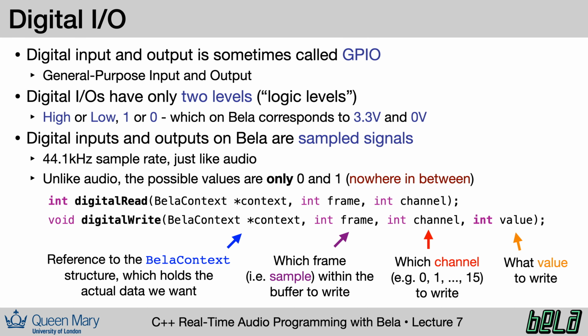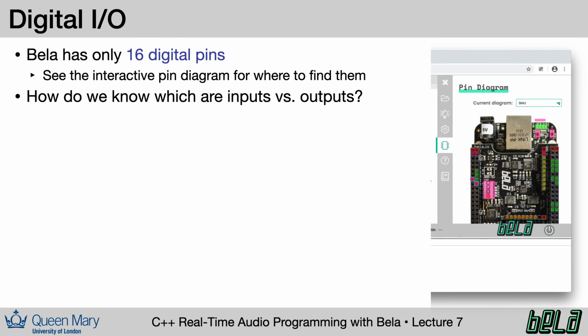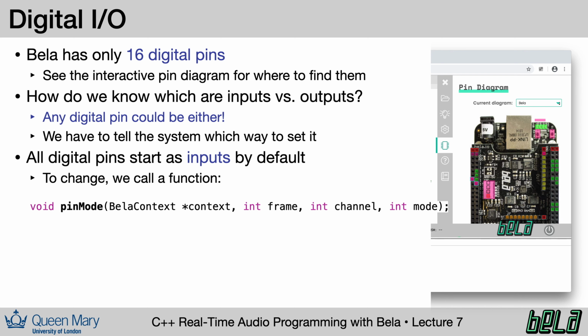Now you might reasonably ask, with 16 digital pins, how do we know which pins are the inputs and which pins are the outputs? The answer is that any digital pin could be either an input or an output, and it's up to our code to tell the pin which one to be.